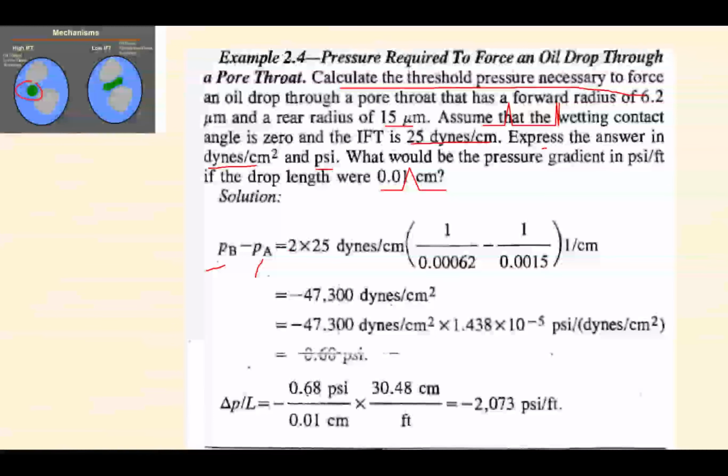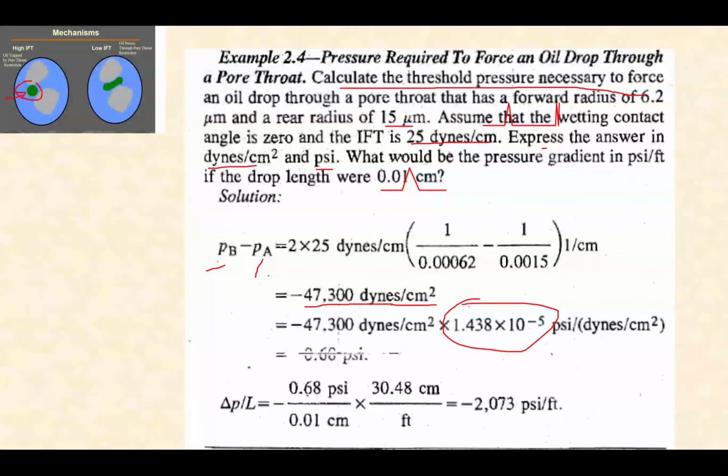that is equal to 2 gamma, where gamma is in dynes per centimeter, times (1/R1 minus 1/R2), where the radii are given in centimeters. By simple calculation you can get the value in dynes per square centimeter. That is the pressure required to push the oil through these pore throats, and to get it in PSI, you simply use the conversion factor.